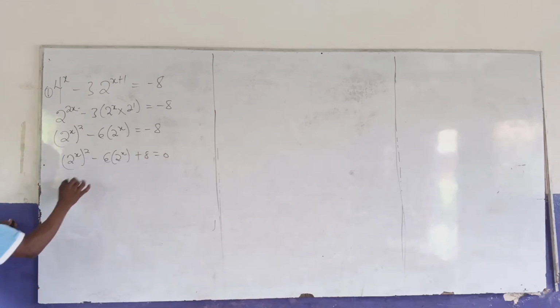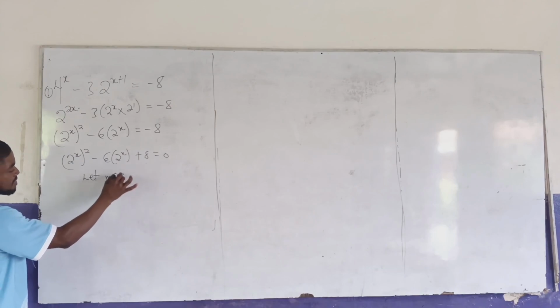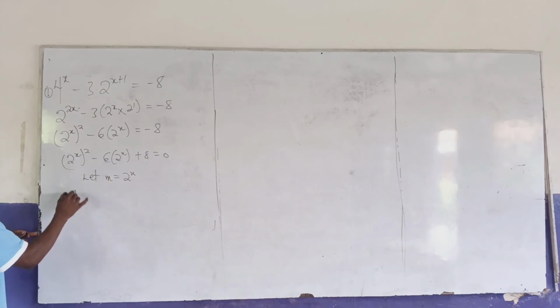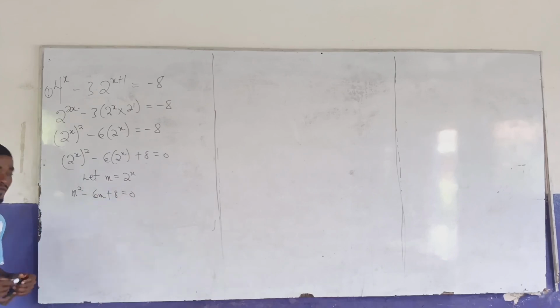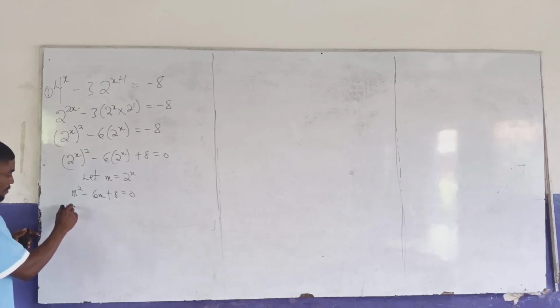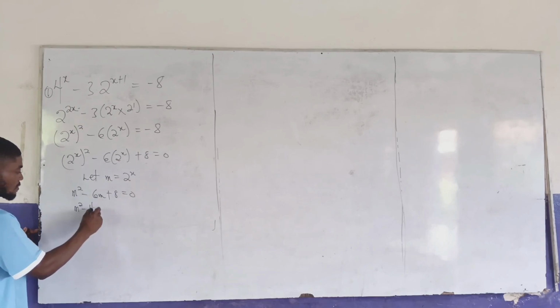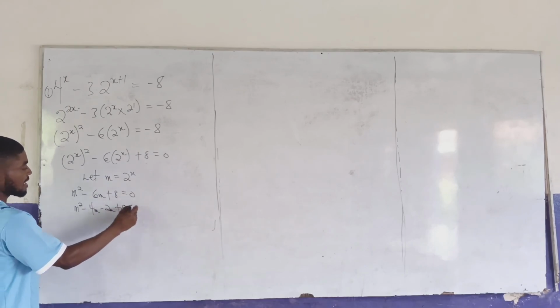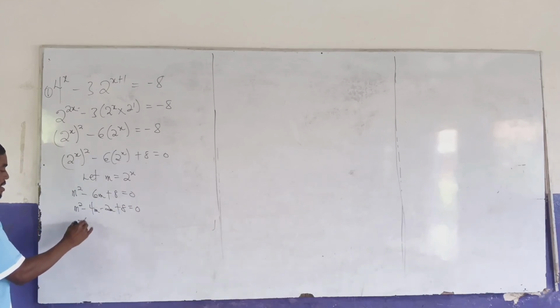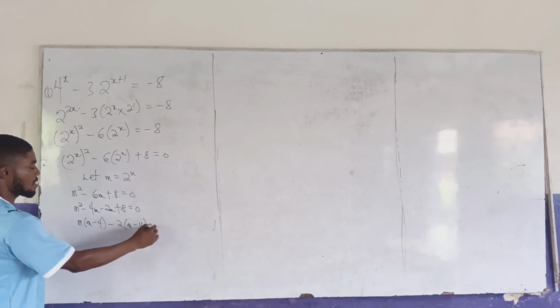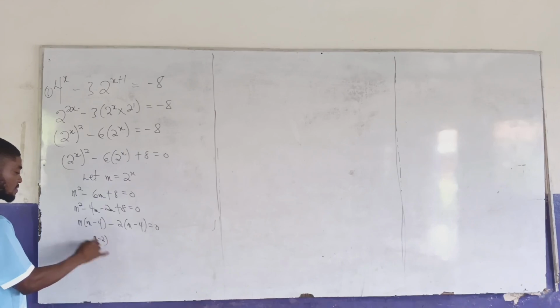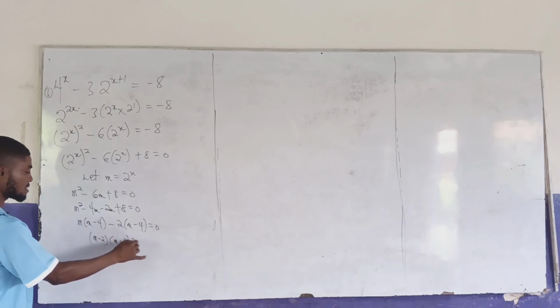We are getting a quadratic, and then we let m be equal to 2 to the power x. So now we have m squared minus 6m plus 8 is equal to 0. Factors of 8 such that when we multiply, we get 8, but when we add, we get minus 6. That should be minus 4 minus 2. And then from here, m is common, another 2 is common, and then we get m minus 2 against m minus 4 is equal to 0.